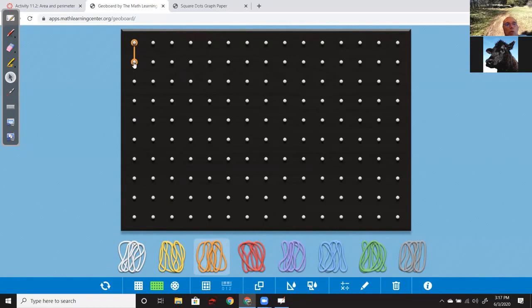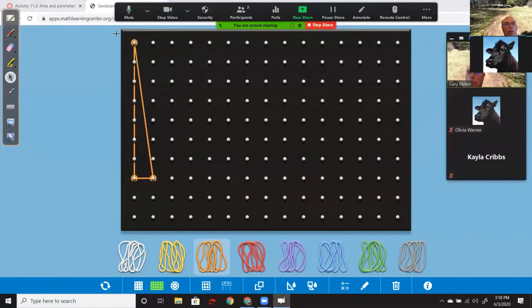So I'm going to go down 1, 2, 3, 4, 5, 6, 7, and then I'm going to go over 1. So this is definitely a right triangle. I'm going to copy this into my whiteboard. I don't need all of it. We'll just take part of it.